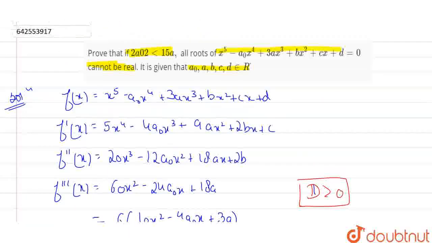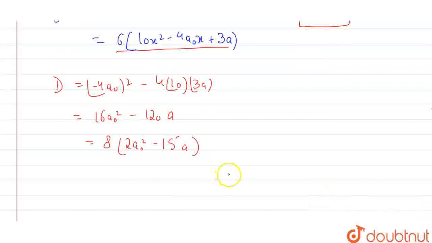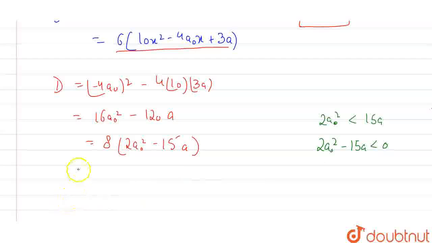And what we have to prove in the given question is that 2 a0 square is less than 15a. This means we can write 2 a0 square minus 15a should be less than 0. So here we can see that 2 a0 square minus 15a is less than 0. It means that the discriminant is less than 0. This is what we need to prove.